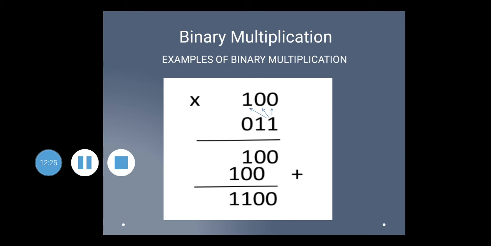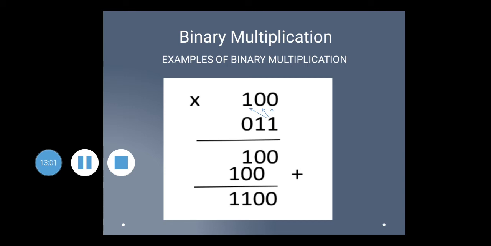So the very first digit of 011, that is the rightmost digit, you are going to multiply that with the 100. So you get the result 100. Then in the next multiplication you are going to multiply that second bit of 011, that is 1, with the 100, and you get 100 as shown, as in your decimal multiplication only, but only when you are going to add, you have to check out the addition here.